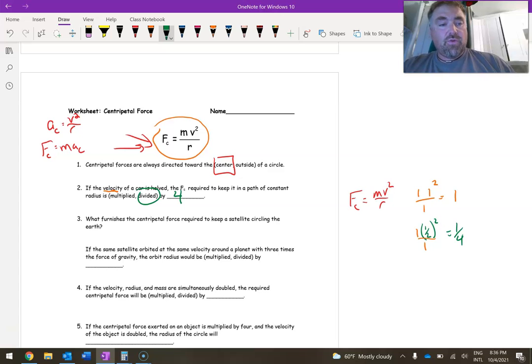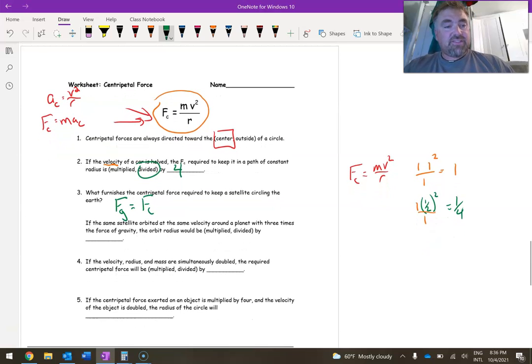Number 3, what furnishes the centripetal force required to keep a satellite circulating the Earth? This is the link between centripetal acceleration and gravity, but it is the gravitational force. Gravity is trying to pull that object down to the Earth. The thing is moving so fast, though, that it is essentially falling around the Earth. Now, if that same satellite orbits at the same velocity on a planet with 3 times the force of gravity, the orbital radius will be multiplied or divided by what?